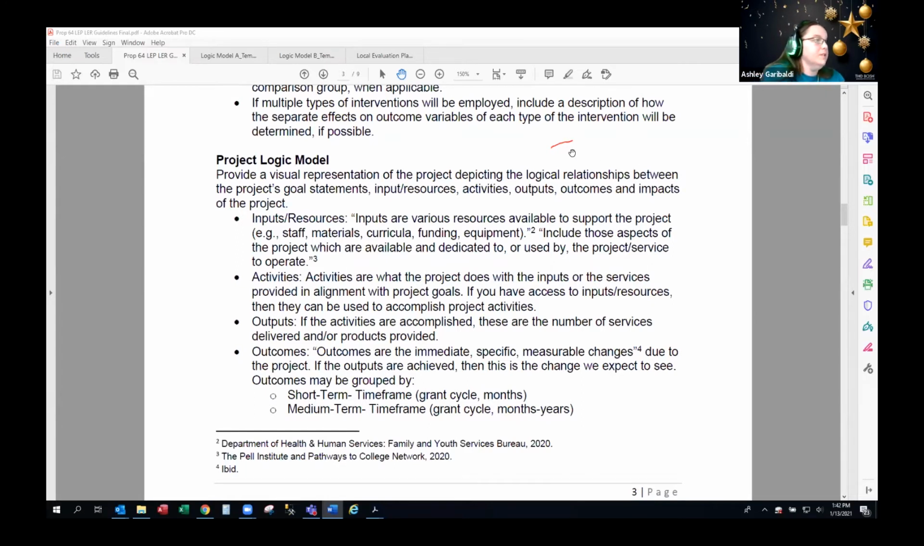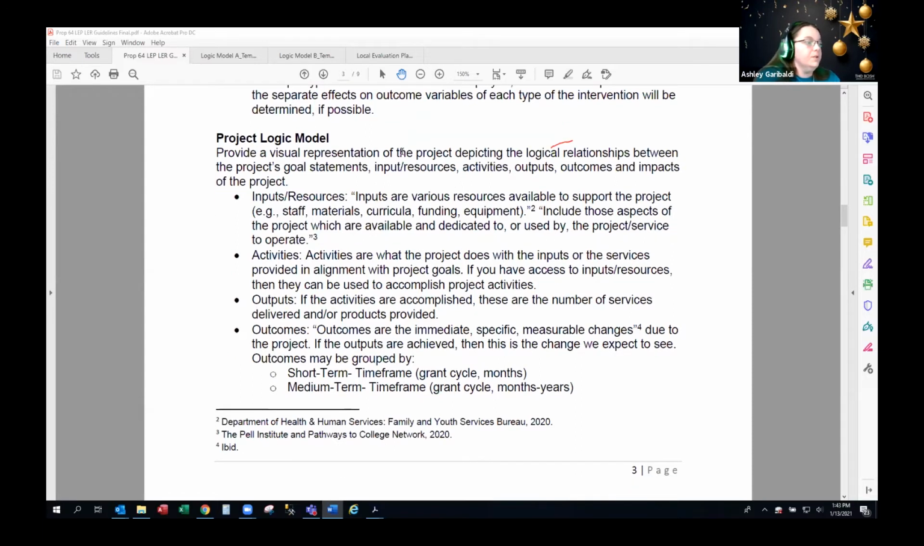So just as long as it provides a visual representation of your project, which depicts the logical relationships between the goal statements, inputs or resources, activities, outputs, outcomes, and impacts of the project. The inputs are various resources available to support the project, e.g. staff, materials, curricula, funding, equipment, including those aspects of the project where available and dedicated or used by the project or service to operate. Then we have the activities, which are what the project actually does with the inputs or the services provided in alignment with project goals.